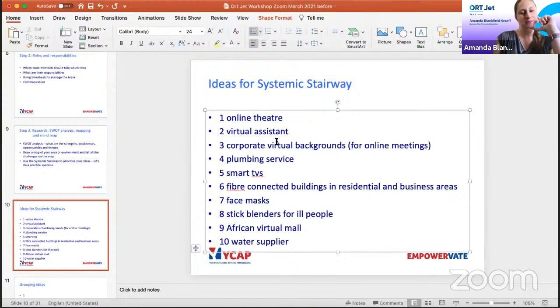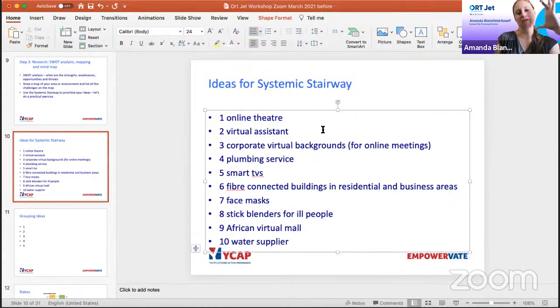So these 10, now we have to group them because we only need 5 for this exercise. So let's see which ones would go together to make 5. So some things are connected, like if you look at plumbing and water supply, there might be some similarity there, or corporate virtual backgrounds and virtual assistants, they might be in a similar kind of genre. What do you think is the mix of these to make 5? And some of them will fall off the list. They won't fit in anywhere. But we're looking for 5 specific businesses.